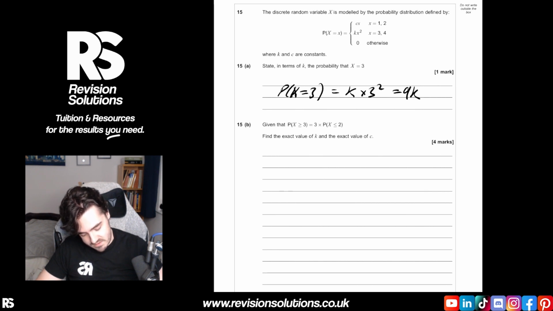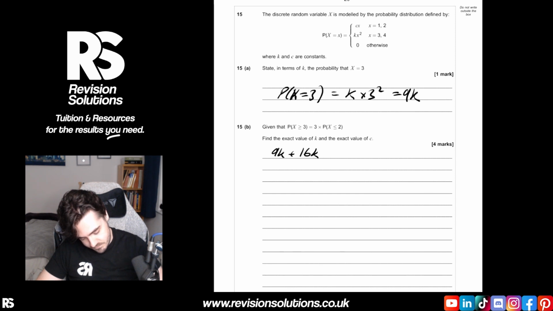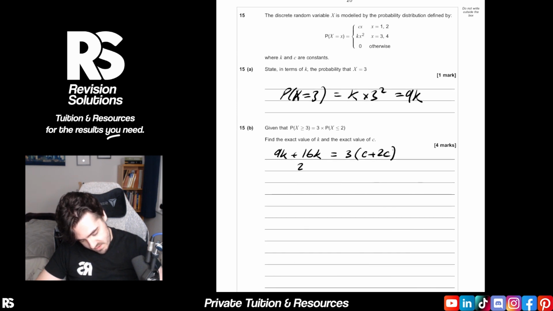Then for part B, we've got the probability x is greater than or equal to 3 is 3 times the probability x is less than or equal to 2. So let's form an equation using that. The probability x is greater than or equal to 3 would be the probabilities of 3 and 4 added up. So that would be 9k, and then 4 squared is 16, so another 16k. That must equal 3 lots of the probability x equals 1 and 2. So if we use this for 1 and 2, we'd get c and 2c. So that'd be just 3c, and then multiplying out, you'd have 9c. So we'd have 25k must equal 9c.